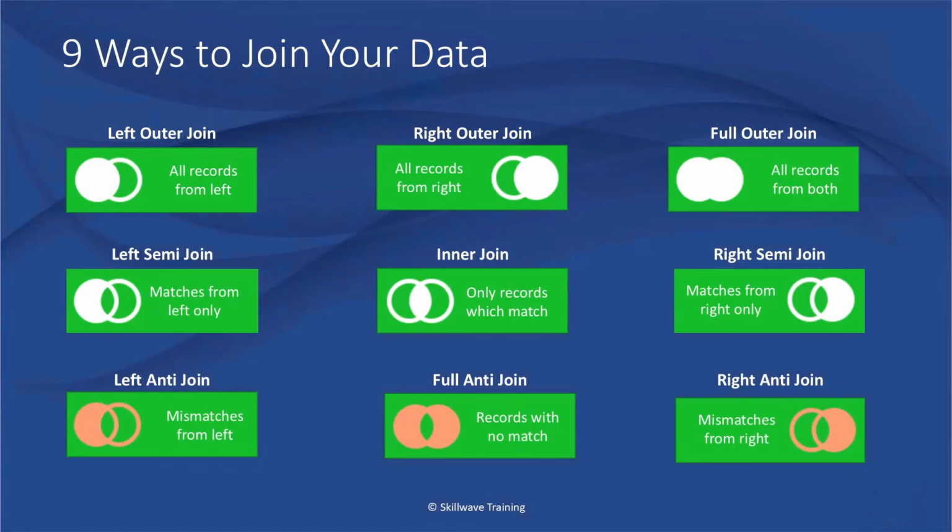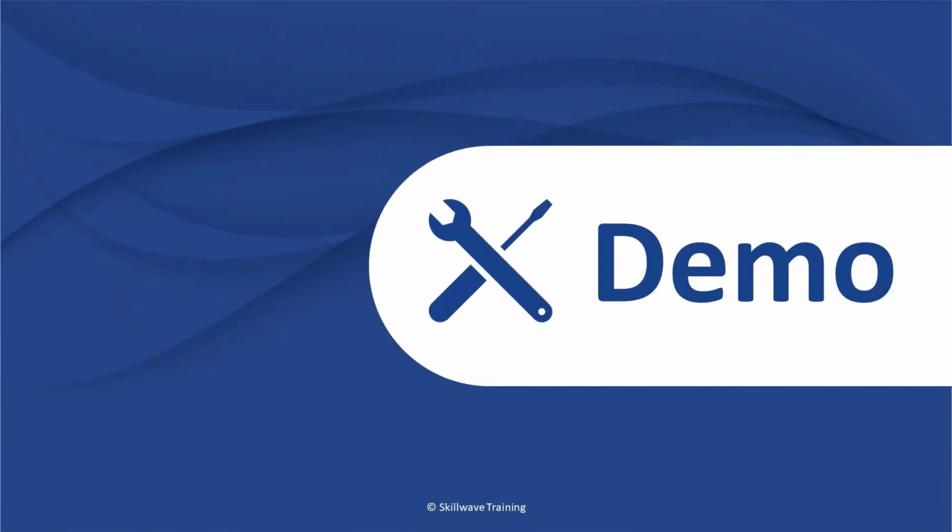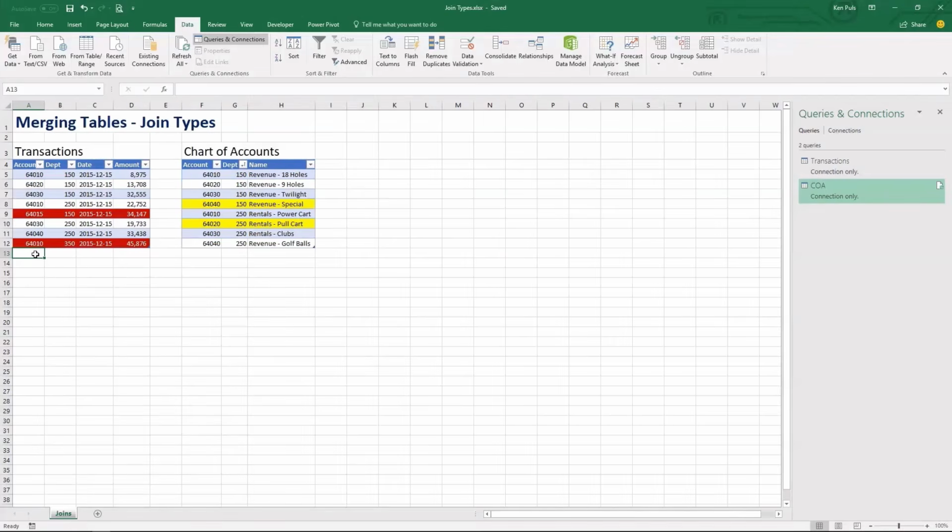In our last video, I showed you these 9 different ways to join your data. So let's go take a look at how to actually build all these in the real world. So here we are inside our data file, and we've got our 2 tables. We have transactions and we have our chart of accounts.